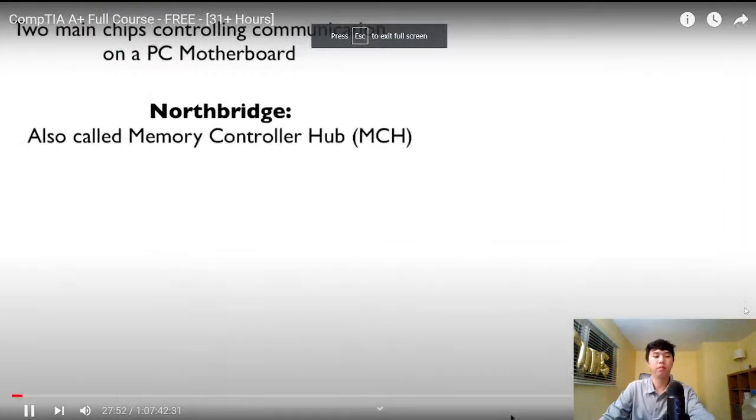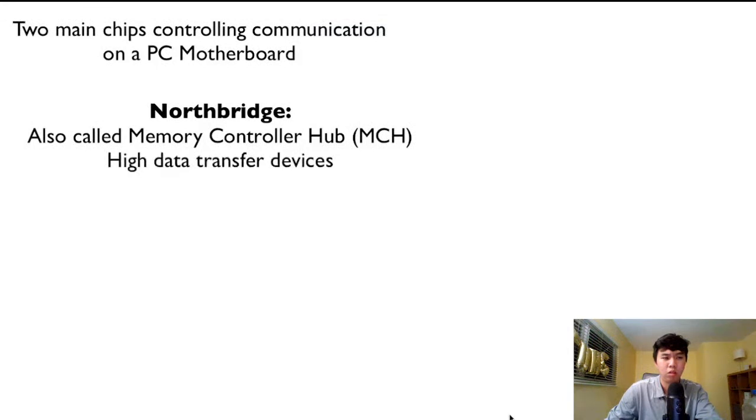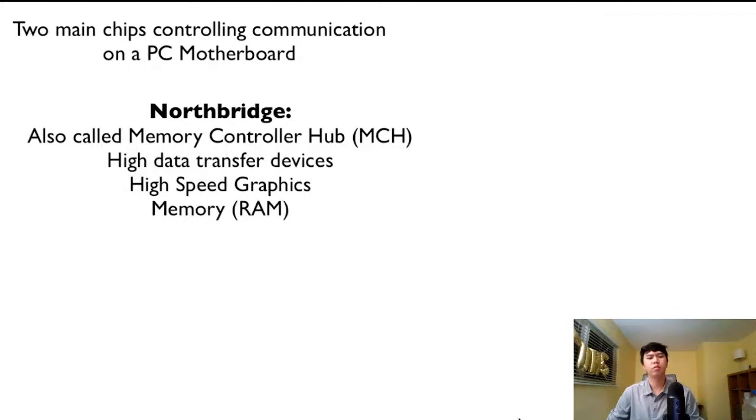The North Bridge, which is also called the memory controller hub, for a reason you'll see in a second, is responsible for high data transfer devices. So think about North, high, it's higher up. It's going to be responsible for high transfer devices. And there are two main high data transfer devices we're talking about here: high-speed graphics and memory, or RAM, which is random access memory.